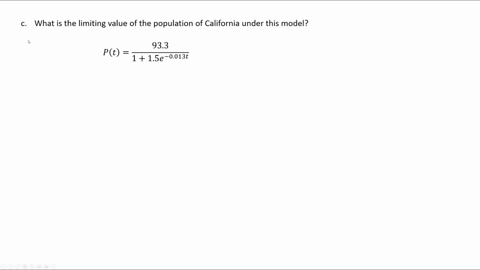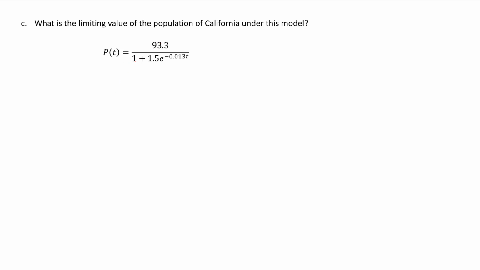Okay, and then it asks, what is the limiting value of the population of California under this model? And the way we can figure out exactly what that is, remember, this is a rational function. T is in the denominator. And so what is this approaching is what we're saying. All right, so we got the 93.3. That's not going to change no matter what t is.